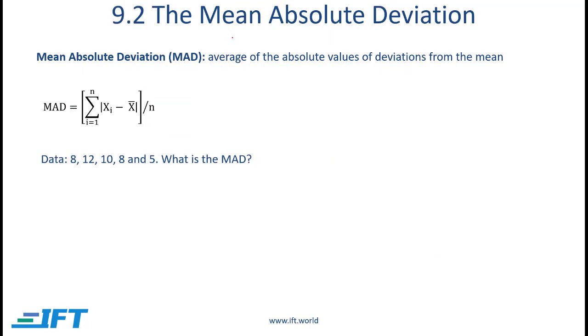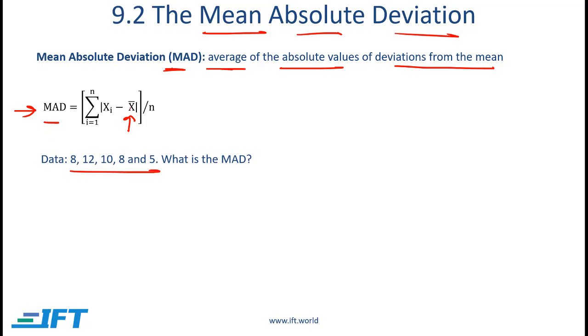Our next measure, which does consider all the values in a data set, is the mean absolute deviation, or MAD. This is the average of the absolute values of the deviations from the mean. Here is the formula. So notice we need to calculate the mean. If we are coming up with the MAD for this data set, step 1 would be to calculate the mean. Then we take each value. From that value, we subtract the mean.